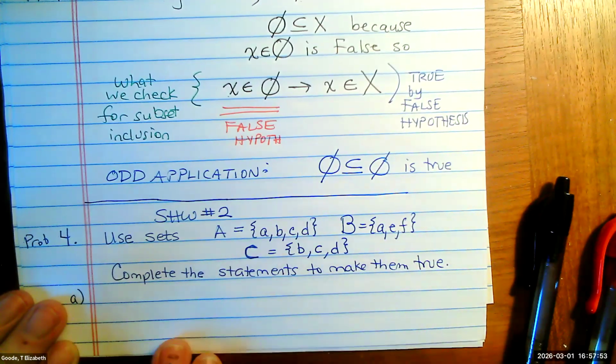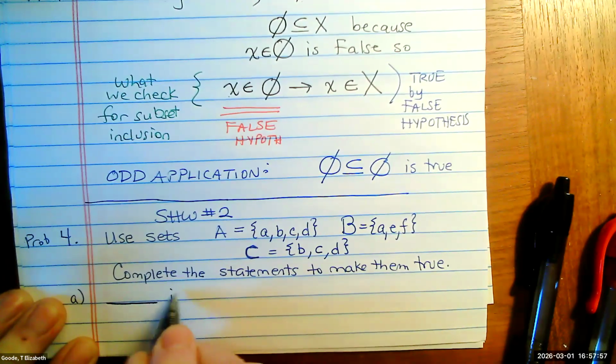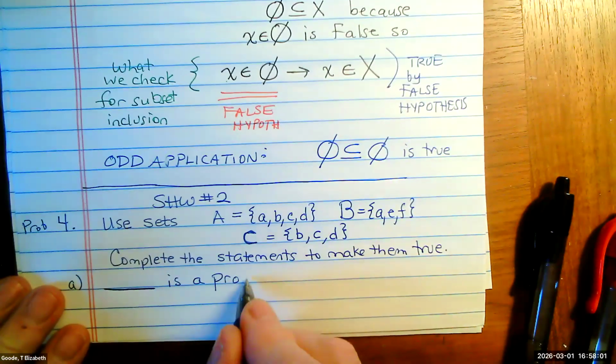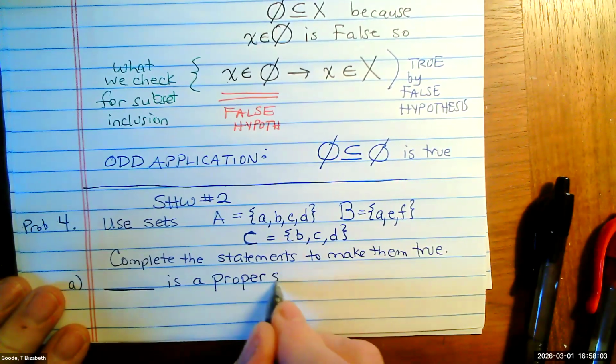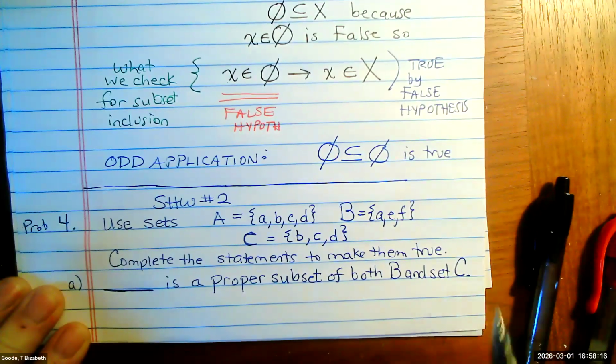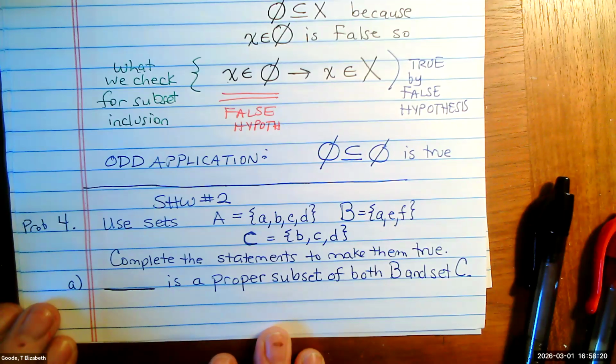And the first statement said blank is a proper. Oh, do you know the difference between proper subset and subset? Well, I saw the definition of it in the notes, but I don't really understand it. Okay, let's talk about the difference between subset of and proper subset of.